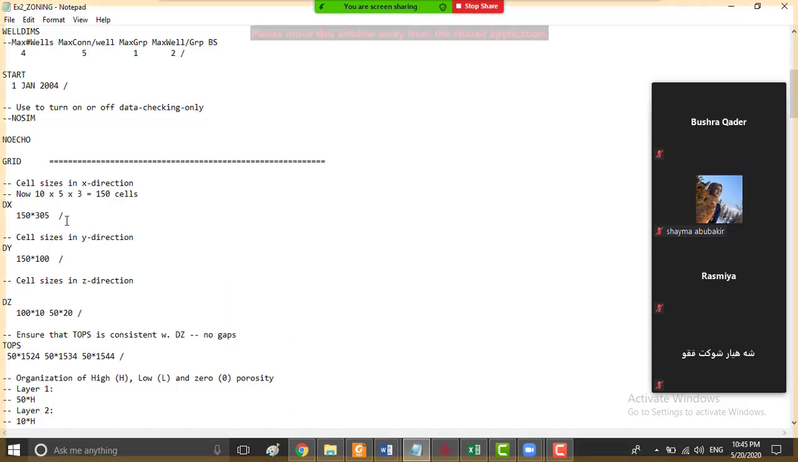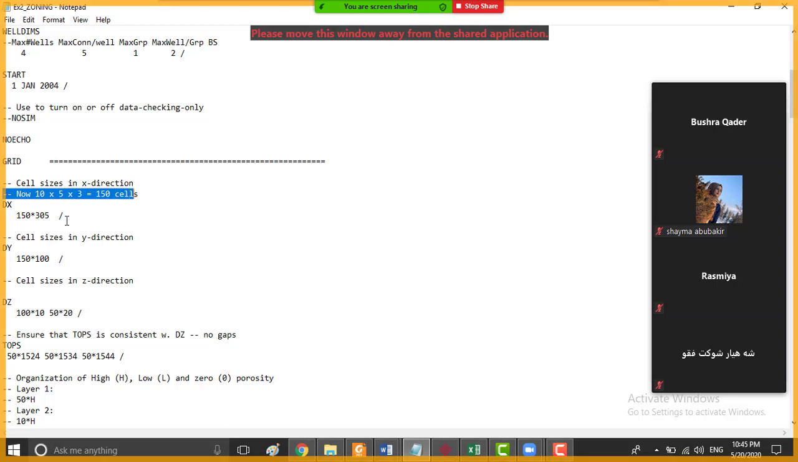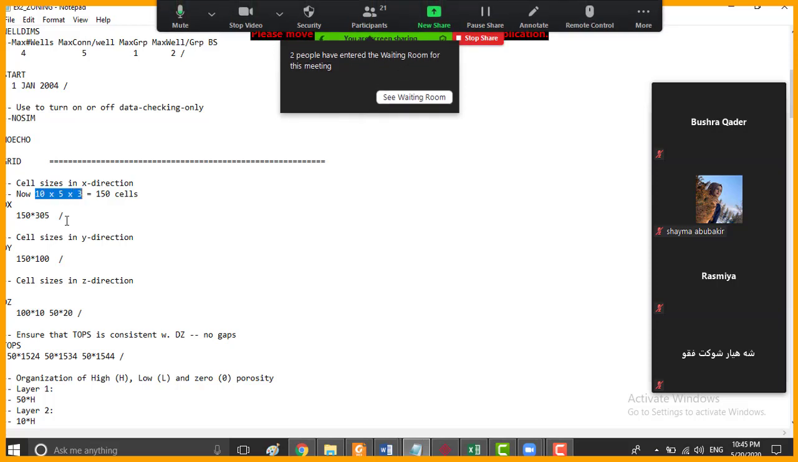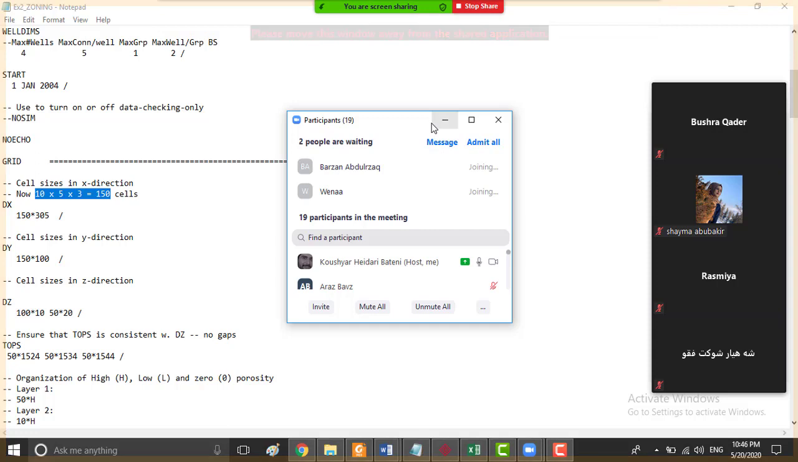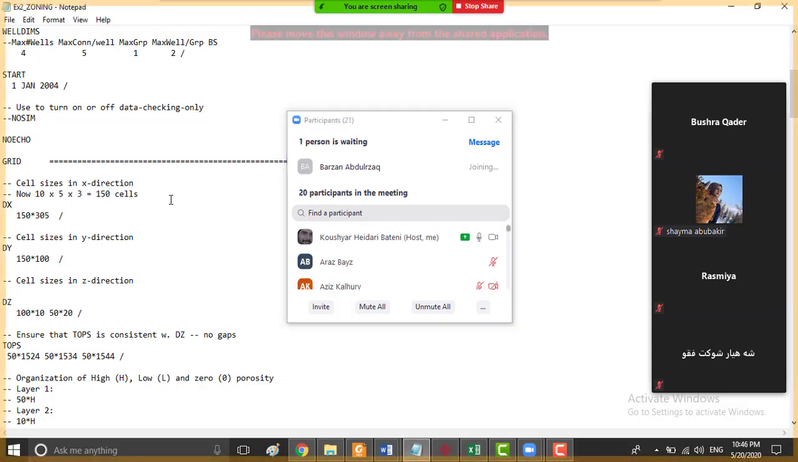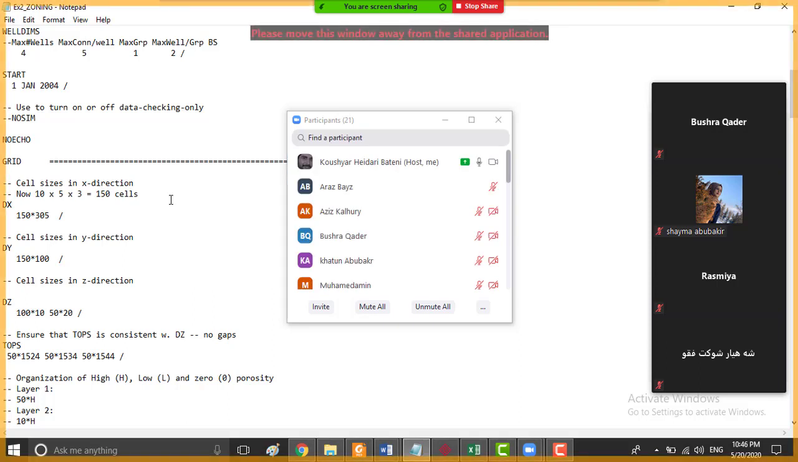But that is not the only change that we need to make. The number of cells that we have also has changed. Now we don't have 90 cells. Now we have how many cells? 10 times 5 times 3, which is 150 cells. Okay, so in each field, in the process of writing the proper data for each keyword, we have to input the data for 150 cells instead of 90 cells that we previously had.